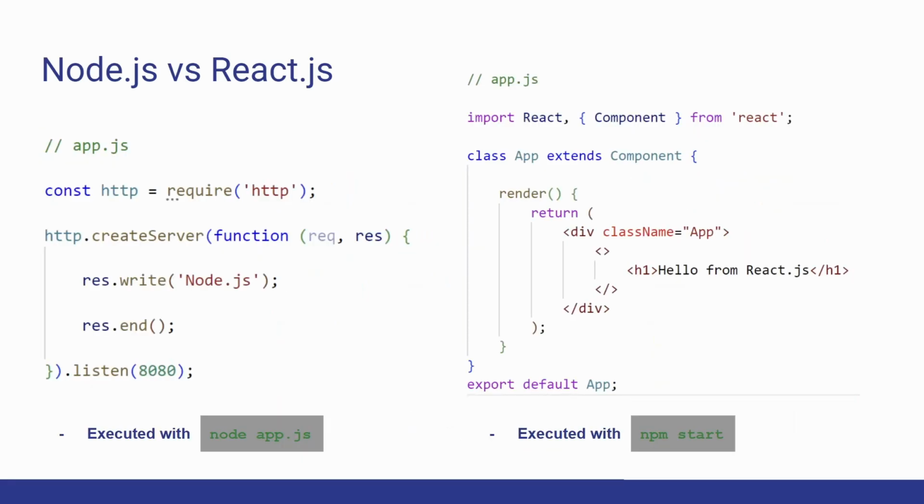The Node.js example uses a built-in HTTP module. It creates a server that listens on port 8080 and responds with a predefined message. The React code example is a basic component that renders a simple heading inside a div. It is typically executed using npm start in a React project.